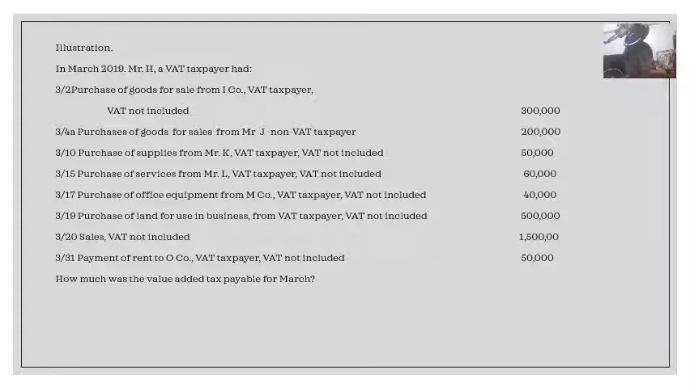So, 180,000 yung output tax natin kanina, yung 1.5 million times 12%. Tapos yung na-total natin kaninang kasama, na multiply natin ng 12%, is 120,000 yung input tax. So, ang VAT payable is 60,000.